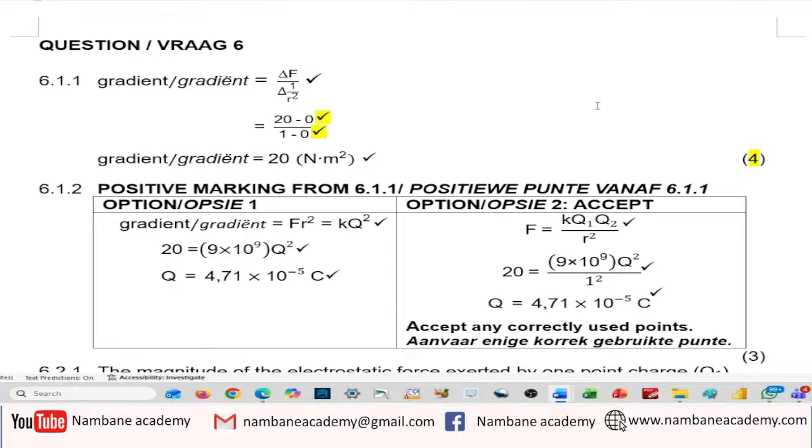Naliputo on 6.1.1. If the learner wrote for the gradient formula, M is equal to Y final minus Y initial divided by X final minus X initial, do we penalize them for that formula? And then they do not substitute force and 1 over R squared. They substitute cardinal numbers, for example 20 minus 0 over 1 minus any points they chose. For example, 0.4 under the x-axis minus 0, and then the other one with the 8 minus 0. So for the formula, do I penalize them for saying M is equal to?